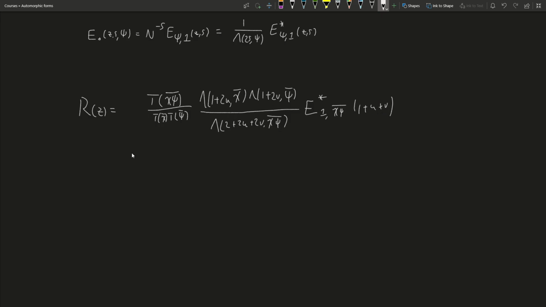So these were the squiggles from the previous video. And then for the second term, to correct the cusp at 0, you can check that you need the following coefficient: the completed Dirichlet L-function at 1−2u, χ, and 1−2v, ψ, divided by the completed Dirichlet L-function at 2−2u−2v, χψ, and then here it's the completed Eisenstein series, 1, χψ conjugate, z, u+v.